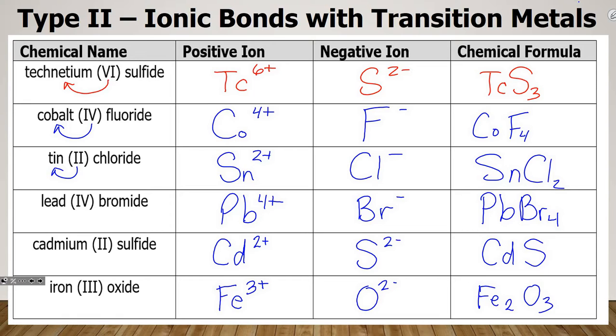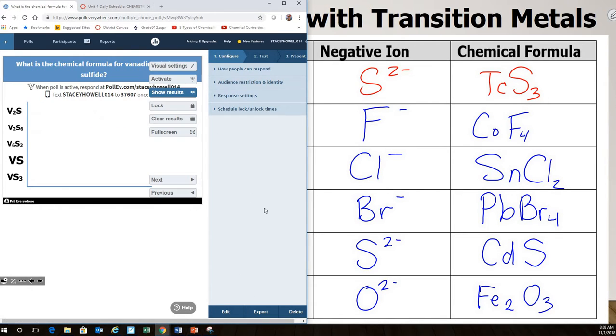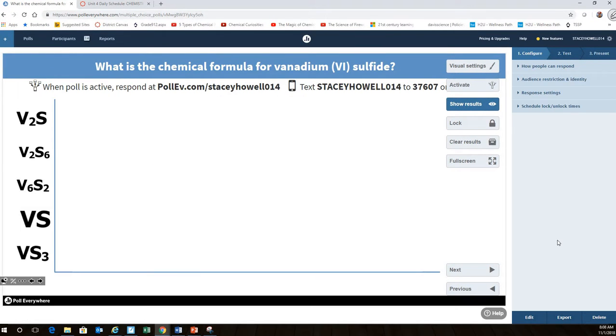Okay, we're doing better. All right, we're going to go to another poll and see how you do on this one. Same kind of stuff. We're just going to now look at the next one. Okay, it's the same poll. Hopefully you can see it. So this is vanadium, Roman numeral VI, sulfide. Yeah, you just have to do next. It should be the next one, I'm hoping.